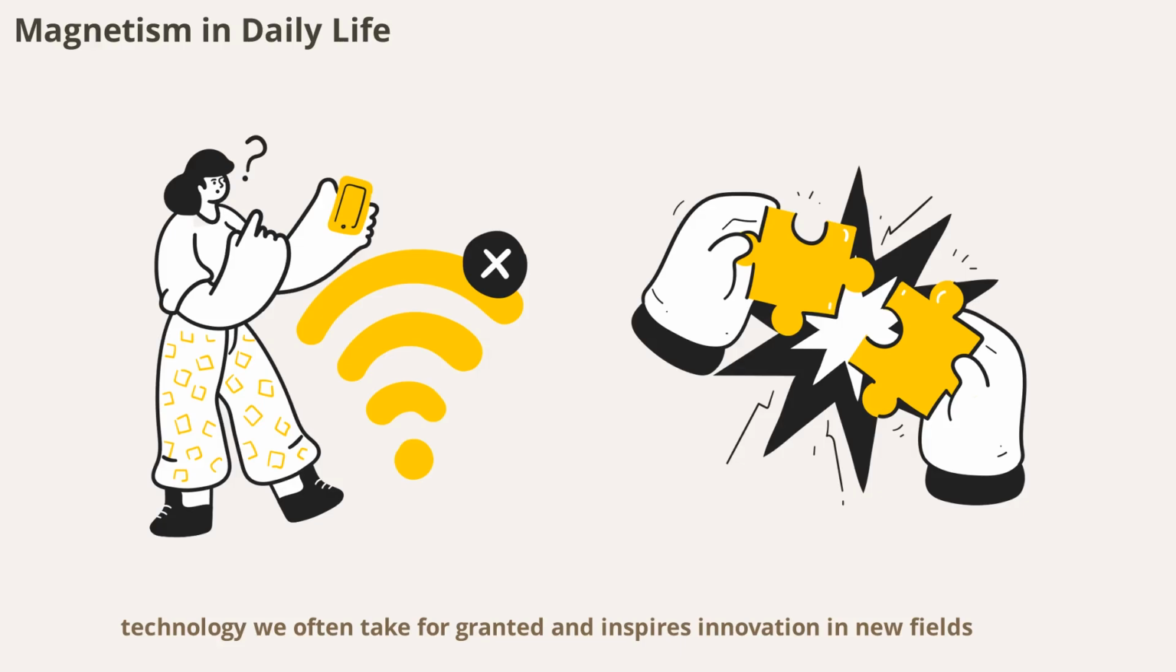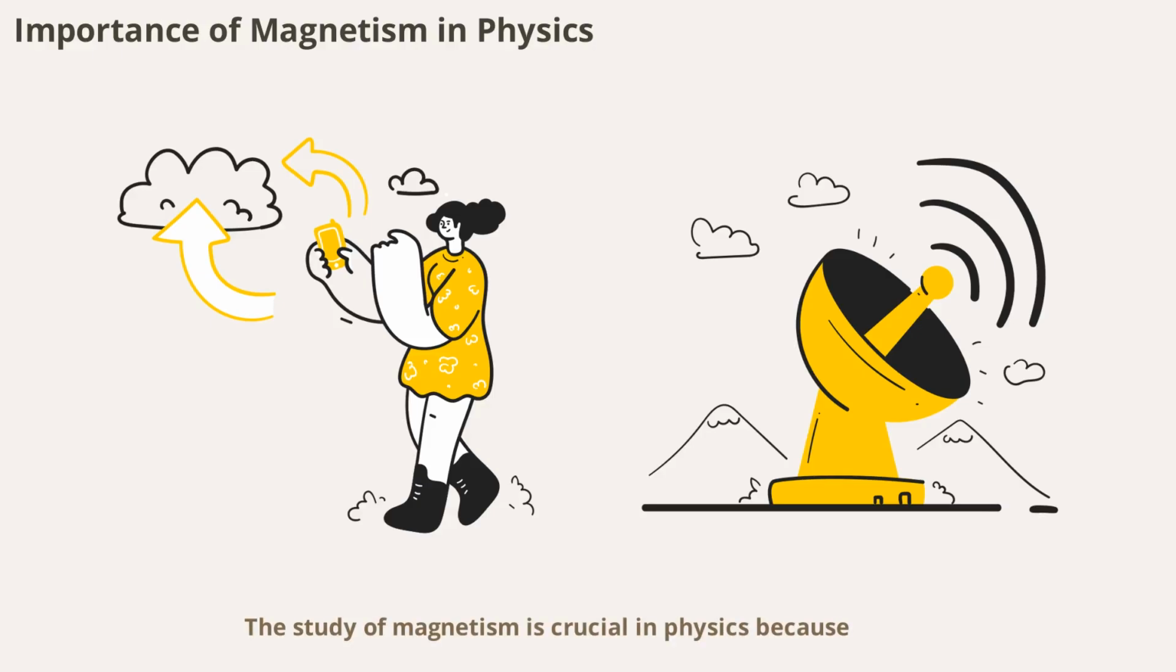Study of magnetism is crucial in physics because it reveals the fundamental interactions between matter and energy. Magnetism is intertwined with electricity, forming the basis of electromagnetism, a cornerstone of modern physics. Insights from magnetism have led to breakthroughs in communication, transportation, medicine, and computing. By understanding magnetic phenomena, physicists can develop new technologies and deepen our knowledge of the universe.